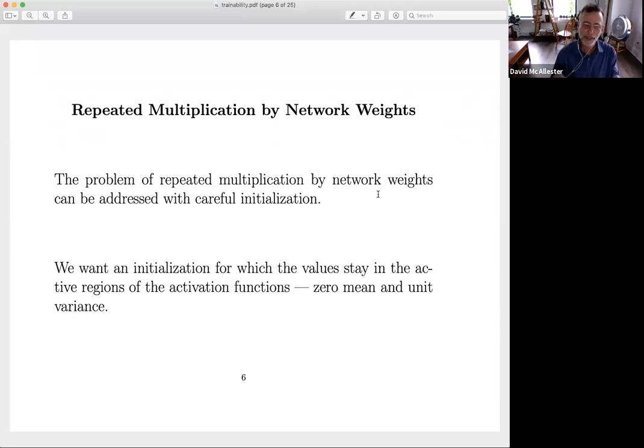So in particular, what we're going to do is try to initialize the weights of the network such that we expect that every linear threshold unit, as it gets passed over various data, is seeing inputs to the activation function that have zero mean and unit variance over the distribution of inputs that are given to that activation function.